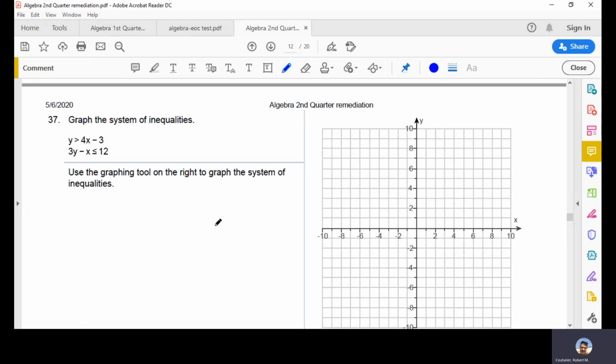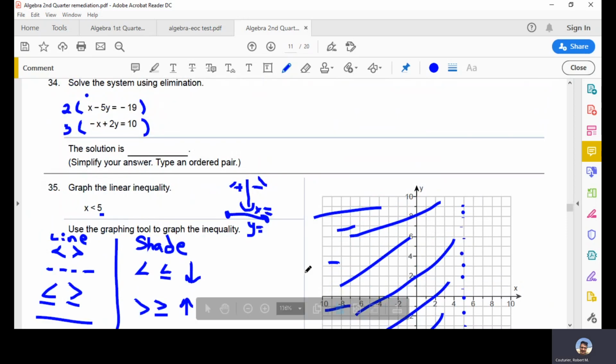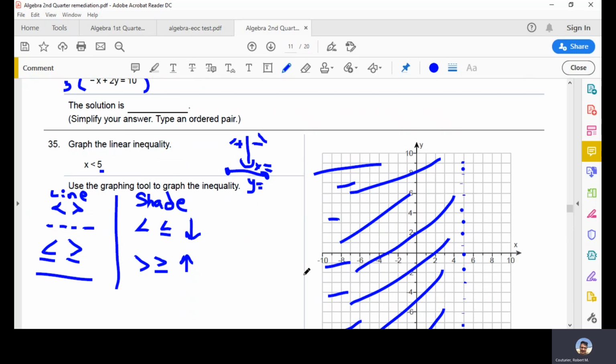Next one is graph the system of inequalities, using the graphing tool on the right to graph the system. Now notice what we did up here with the x equals. That wasn't a system of inequalities. That was just graphing a single inequality. One line, dotted or solid. Are you shading above or below?